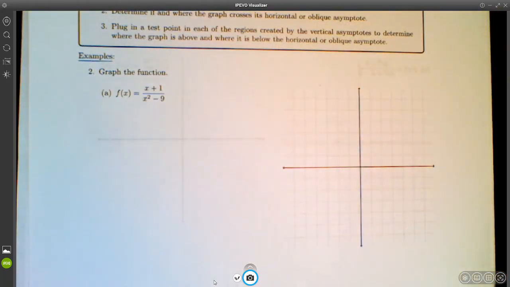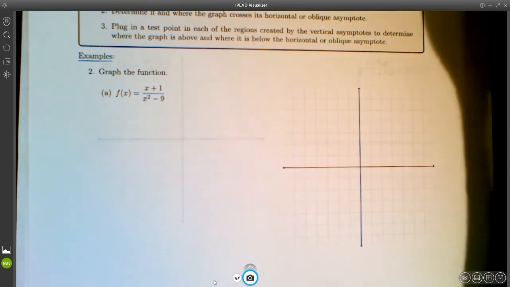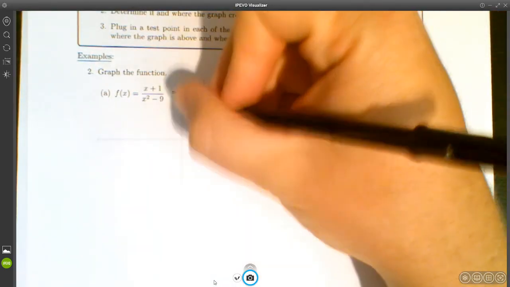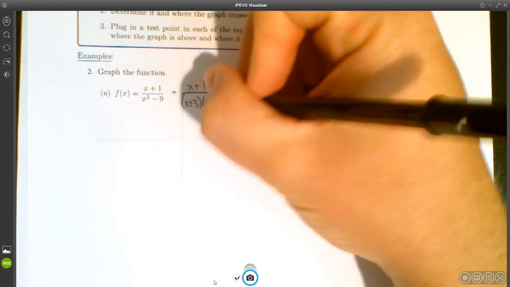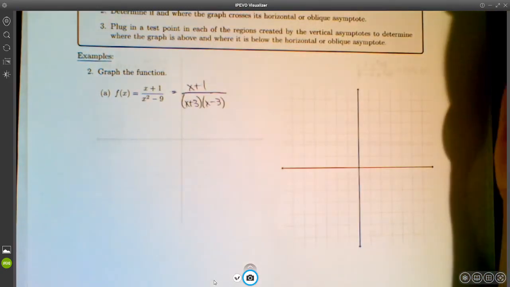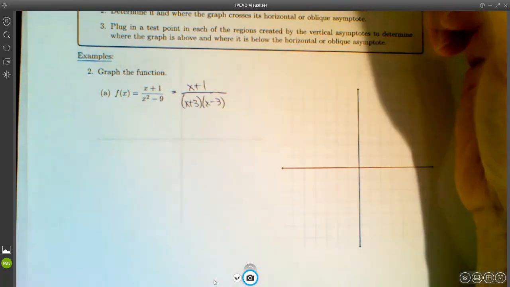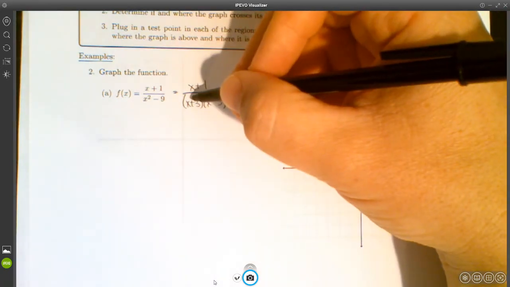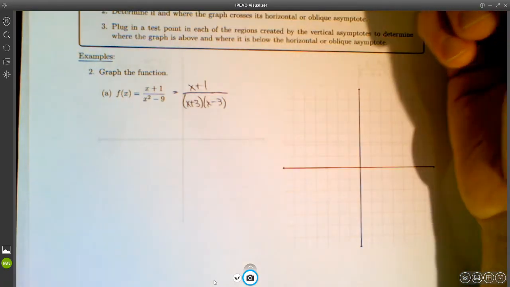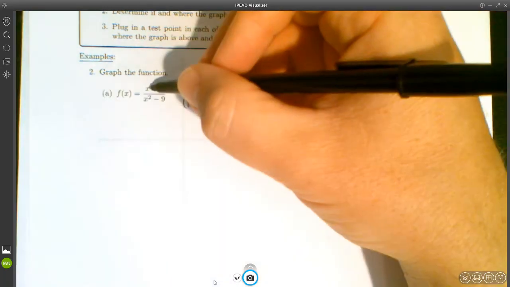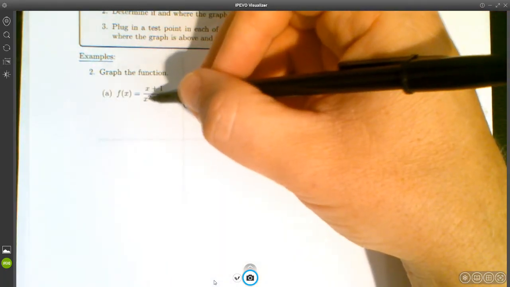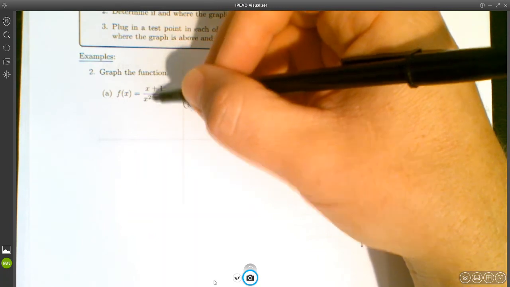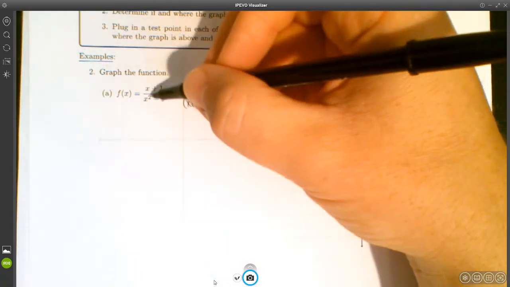Number 2 here says we'll graph the function, of course. So we're going to start off by finding holes, asymptotes, intercepts. To do that, I'm going to factor everything. This is x plus 1 over x plus 3 times x minus 3. And so I can tell right away that I have an x-intercept at -1, and that I have vertical asymptotes at -3 and +3. I don't have any holes. And since the degree of the denominator is greater than the degree of the numerator, I know that I have a horizontal asymptote at 0.